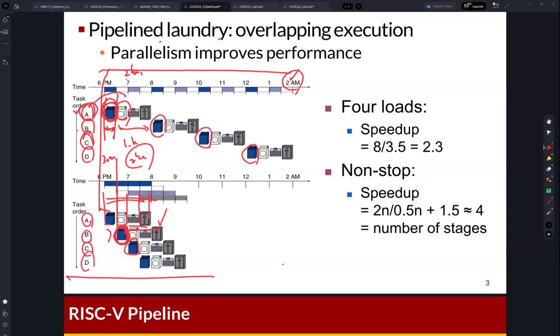So there are 4 tasks here. Then if we just apply a pipeline manner, it will take only 2.5 hours, right? So we can reduce the total execution time using pipeline, right? So this is the pipeline concept.